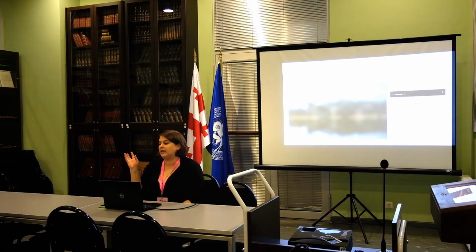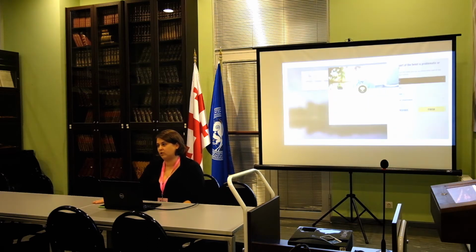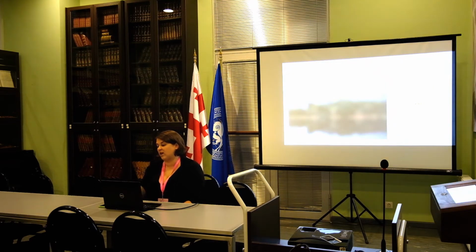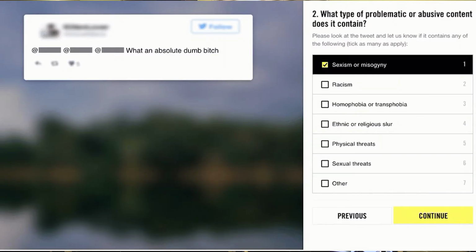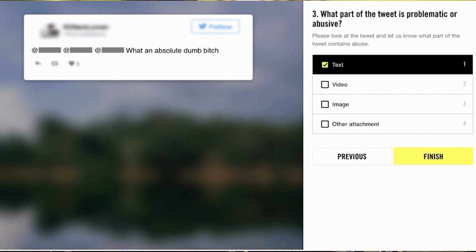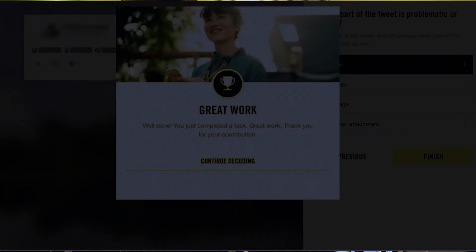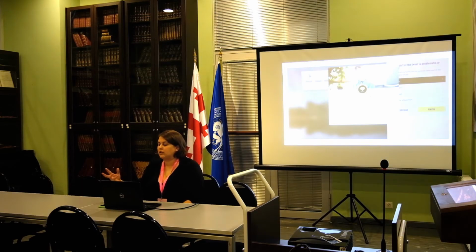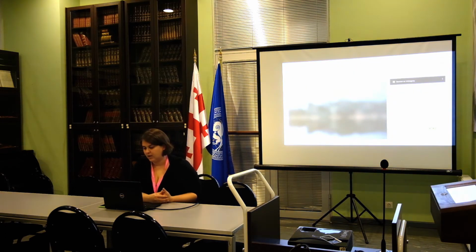So the project looked like that. We showed decoders an anonymized tweet mentioning one of the women in our study, and they had to answer some simple questions, like, can you see problematic or abusive content in this tweet? If they could see problematic or abusive content, we asked them to describe the type of abuse, so, sexism, racism, transphobia, homophobia, and so on. They also had to select whether the abuse is in the text or any other media associated with the tweet, such as an image or a video.